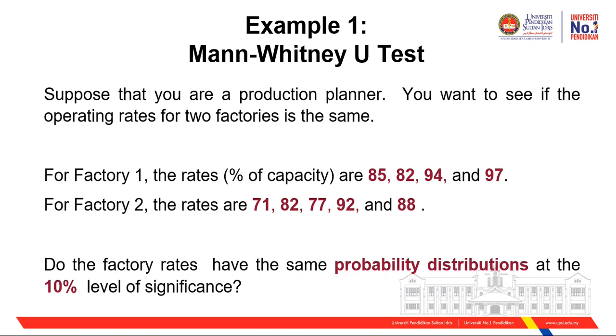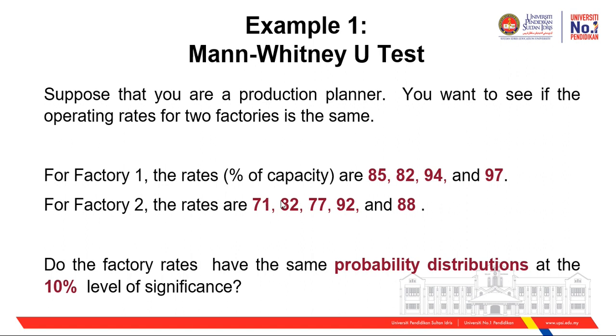Okay, let's look at the example. So this is example 1. Suppose that you are a production planner. You want to see if the operating rates for two factories are the same. For instance, for factory 1, the rates are 85, 82, 94, and 97. So N1 is equal to 4. And for factory 2, the rates are 71, 82, 77, 92, and 98.